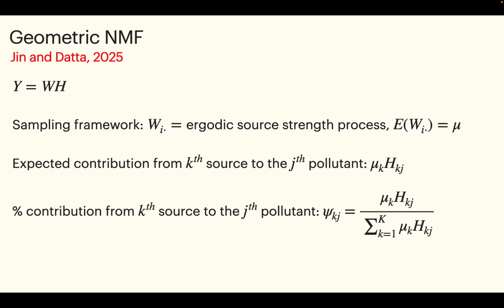And if we have that, the expected contribution from the kth source to the jth pollutant can be written as this product. And then the percent contribution is simply this product divided by the sum of the same terms across all the sources. This gives what is called the percent of species in the source apportionment literature. So for each pollutant, this is a percentage, and across all the K sources, this adds up to 100%. It directly gives you what percentage of a pollutant is coming from which source.